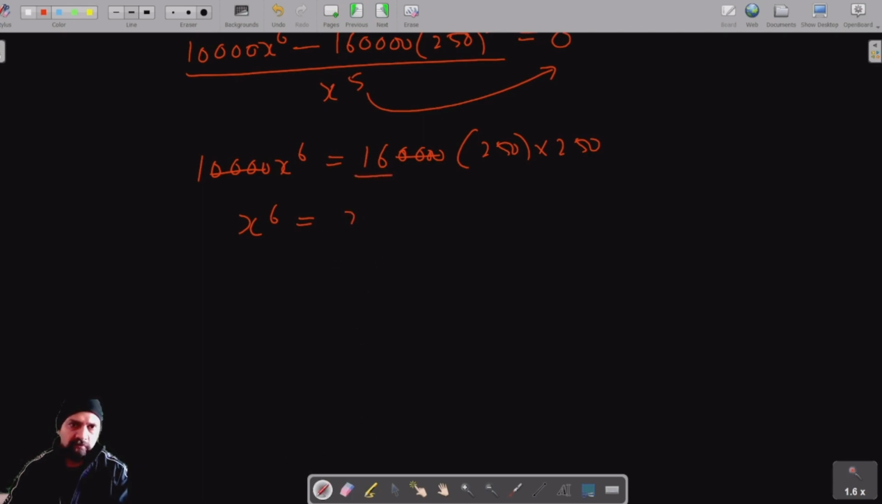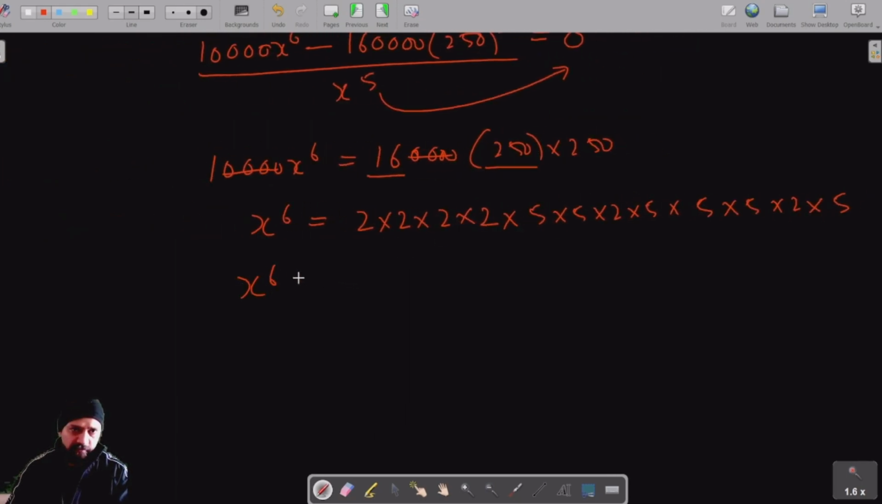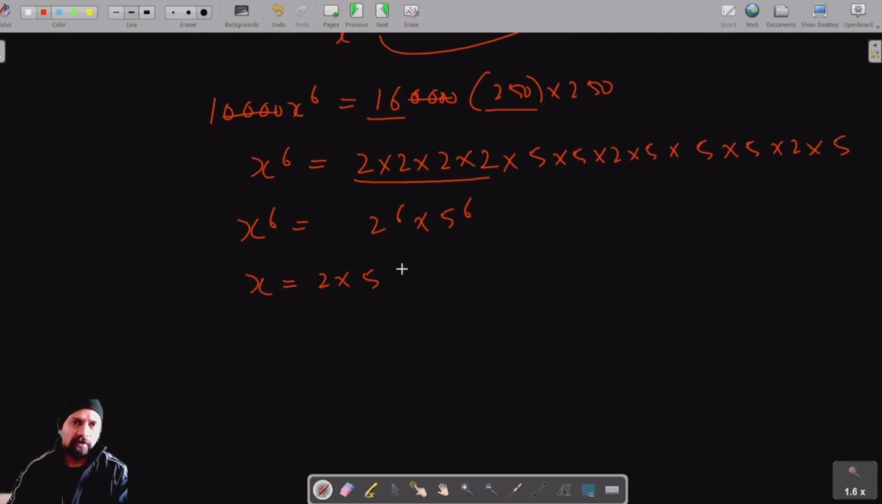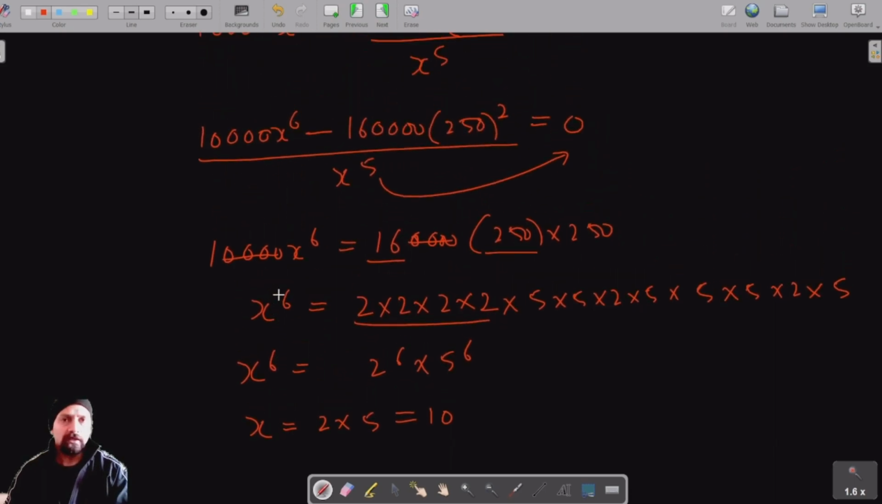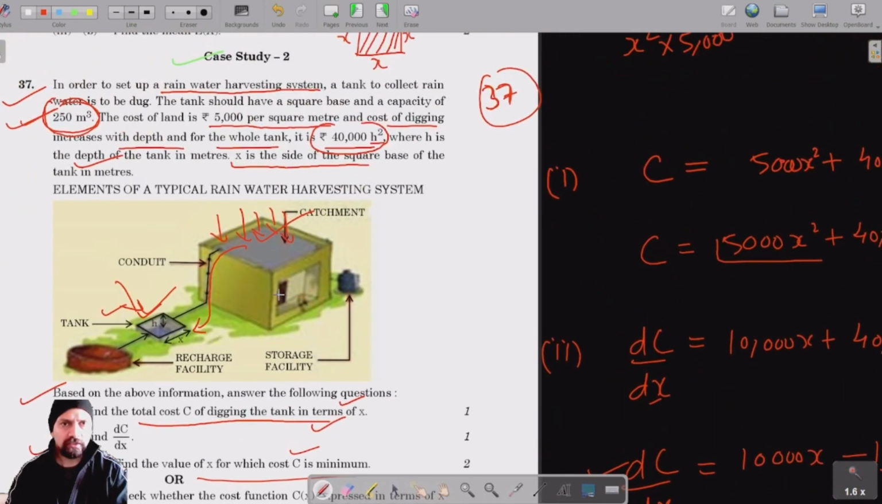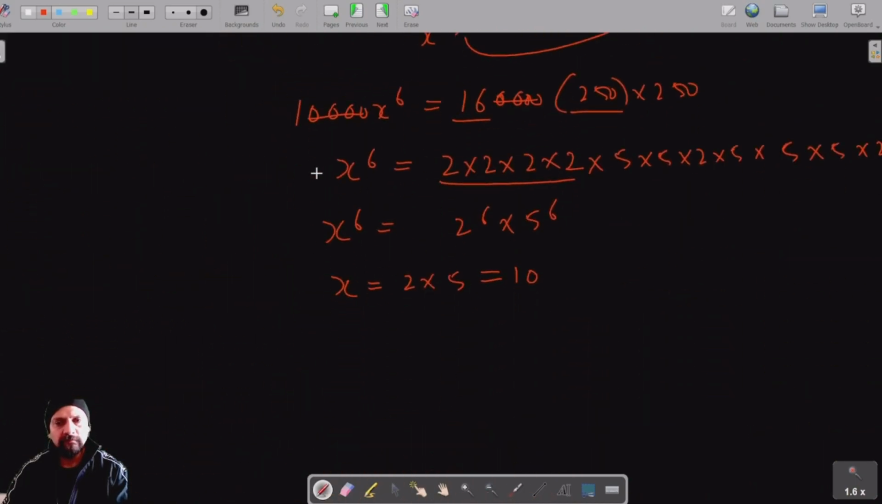this is 16, which can be written as 2 into 2 into 2 into 2. 250 is 5 into 5 into 2 into 5 into, this is once again 5 into 5 into 2 into 5. Okay, now x raised power 6 is 2 raised power 6 into 5 raised power 6. So x is equal to 2 into 5, which is equal to 10. So sorry, 10 is the side of the square base of the tank in meters. So this is 10 meter.